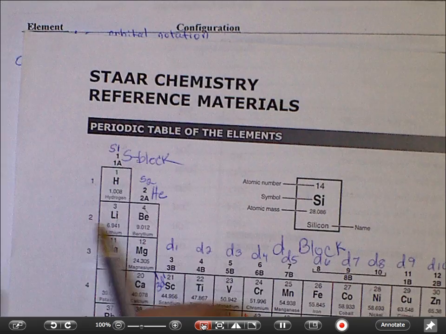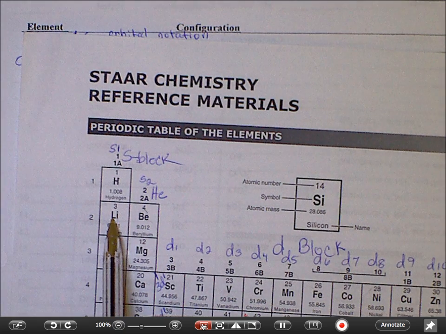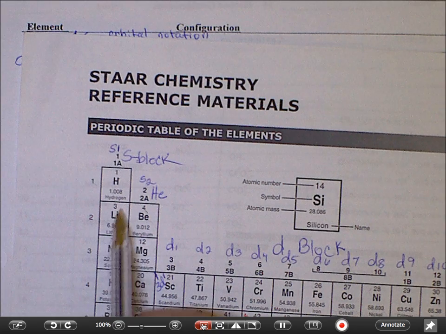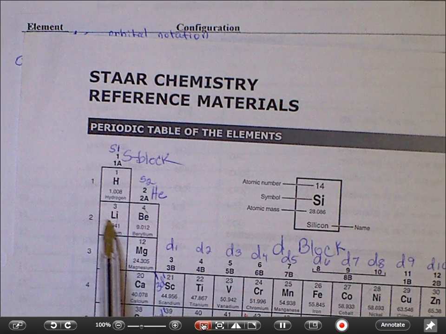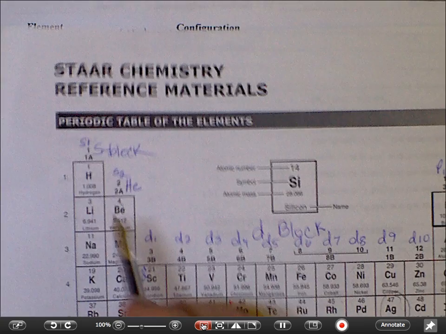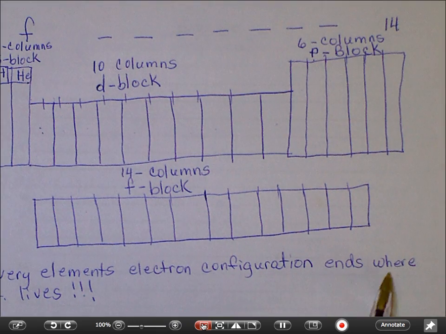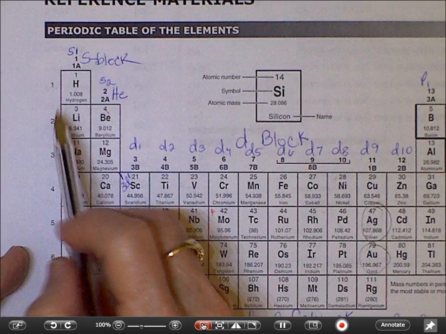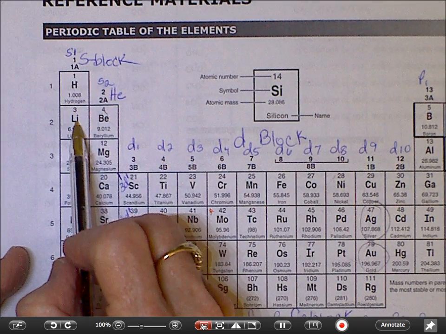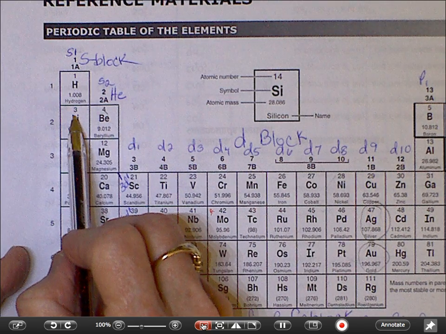What energy level does it live on? 2. What block? S. What position in S? 1. So its electron configuration is going to end at 2s1. Well, I'm making you understand what this says. Every element's electron configuration ends where it what? Lives. So I know that lithium will end at 2s1. Everybody with me? Yes. Because this is giving you an ending point, isn't it?